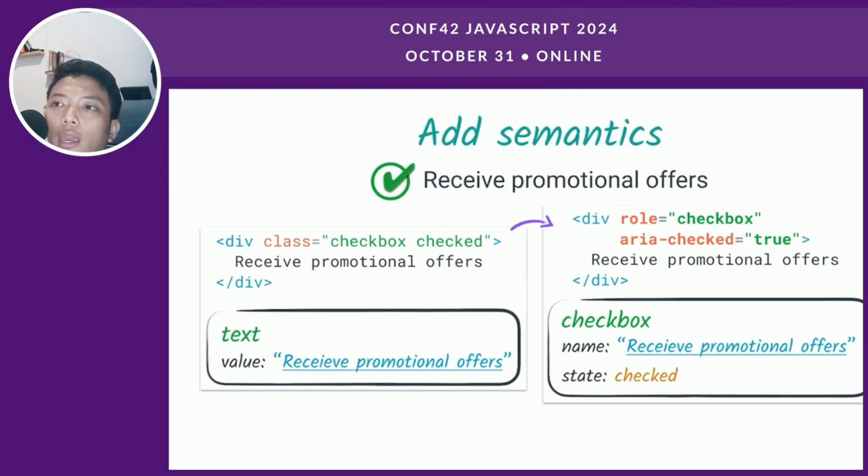Because if you didn't add semantic WAI-ARIA to those custom elements or custom components you created, the screen readers and the accessibility tree only tell you it's just a div or just text. But if you assign the role WAI-ARIA in here, the screen reader will tell you this is a checkbox and the name is receive promotional offers, they label this, and then the state of that checkbox will be checked or not checked, something like that.